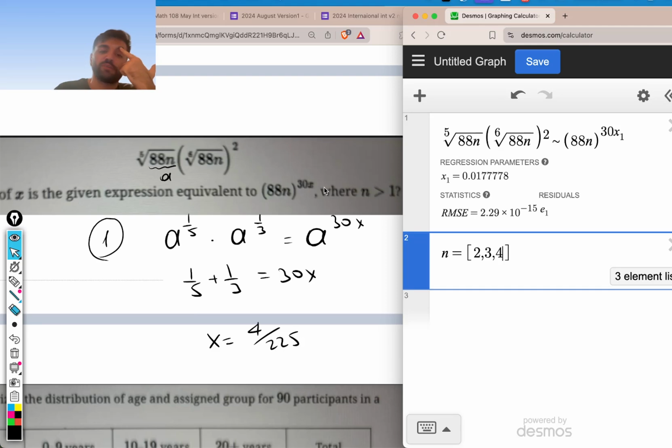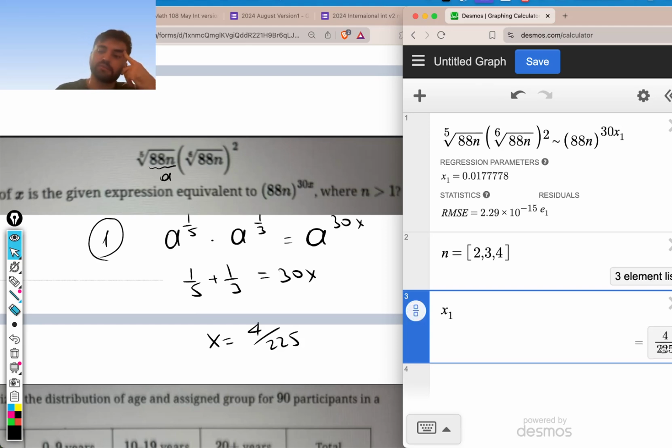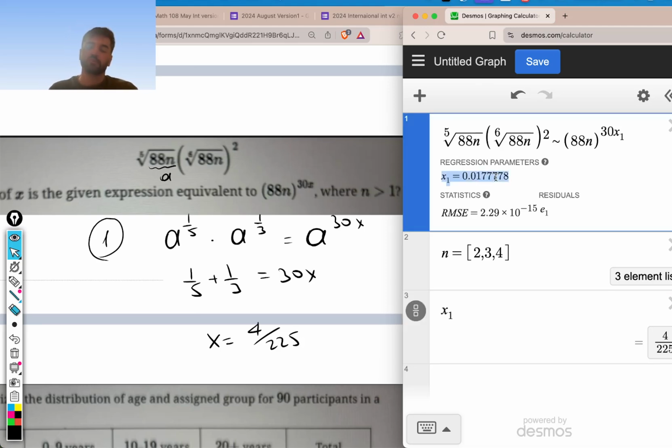Any question from here? How do we change it to 4 over 225? Ah, this one. Okay. Press x1 and press this one, 4 over 225. Oh, okay. Also, you can write this one as an answer. It's also correct. 4 over 225 is also correct.